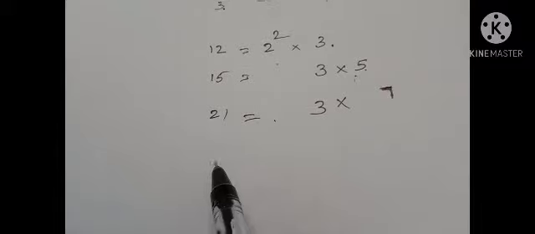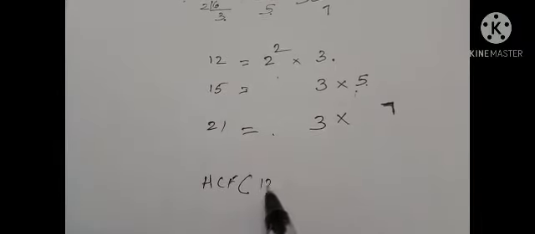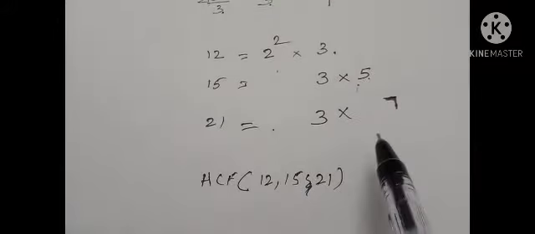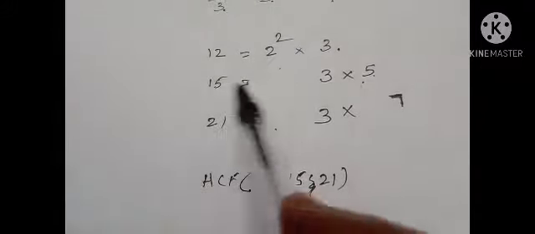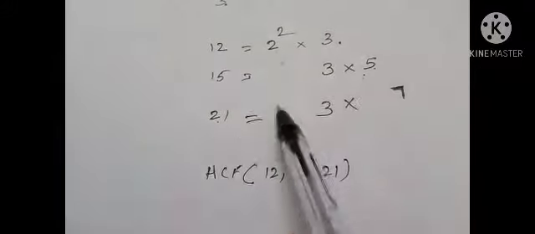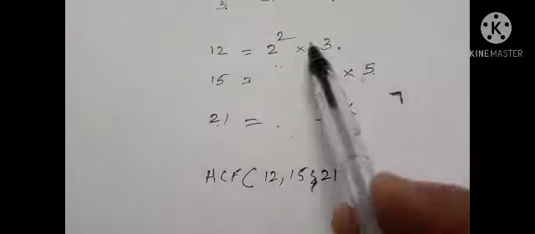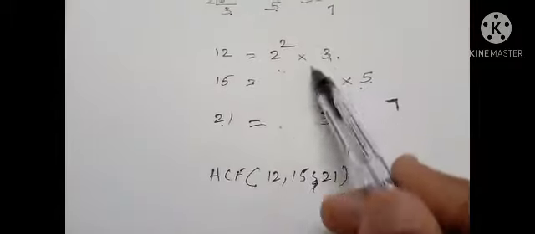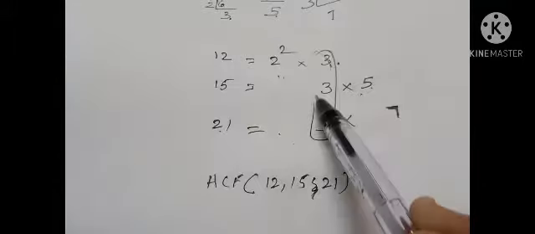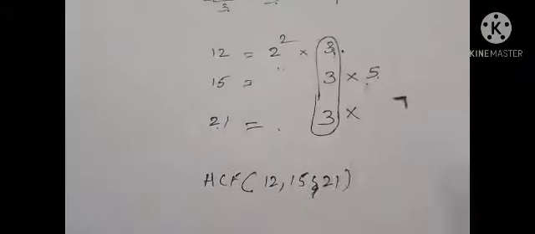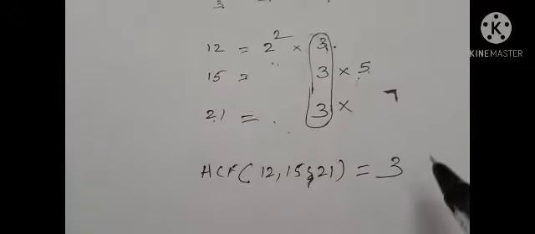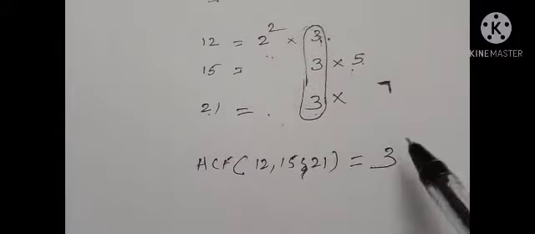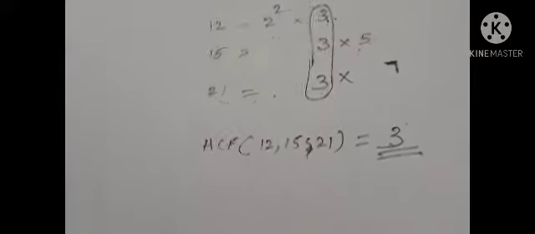Okay. Then next we have to find the HCF of 12, 15 and 21. For that we have to check which is the common factor for these 3 numbers. Here 2 is not a common factor, 3 is a common factor, 5 is not a common factor, 7 is not a common factor. So only 3 is the common factor for these 3 numbers. So we can write it as 3. Then which is the minimum power? These all have only power 1, so the minimum power is also 1. So 3 raised to 1 means 3. So this is the HCF.